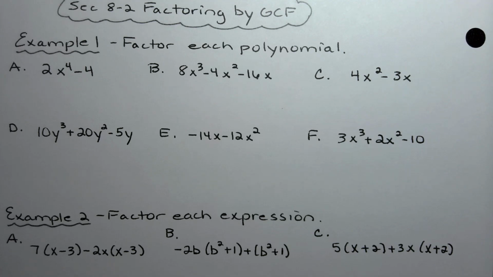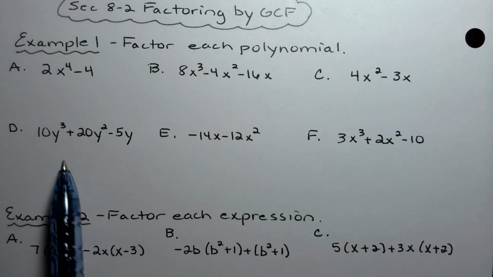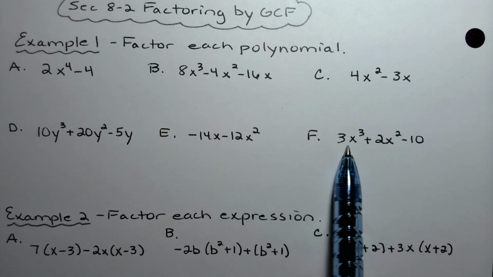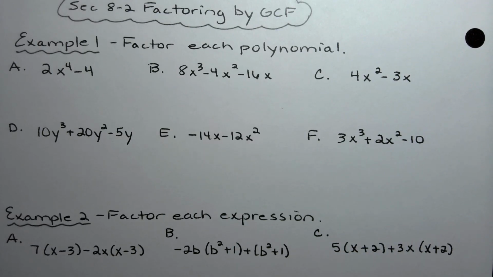All right, guys, so we're doing A2 factoring by GCF, which you know stands for greatest common factor. When you look in here, we have polynomials, right? We have two terms here, that's a binomial. We have three terms here, that's a trinomial. Binomial, trinomial, binomial, trinomial.